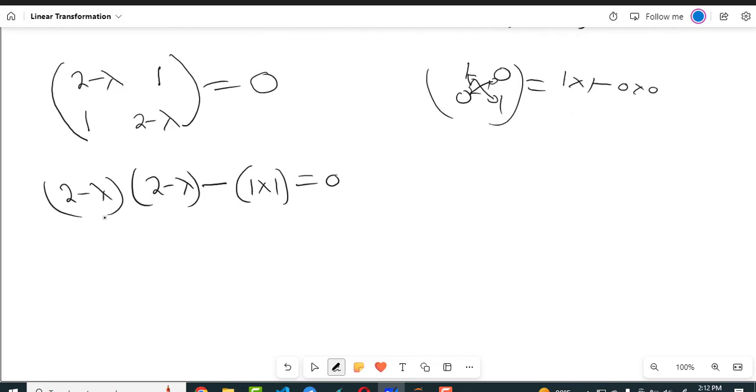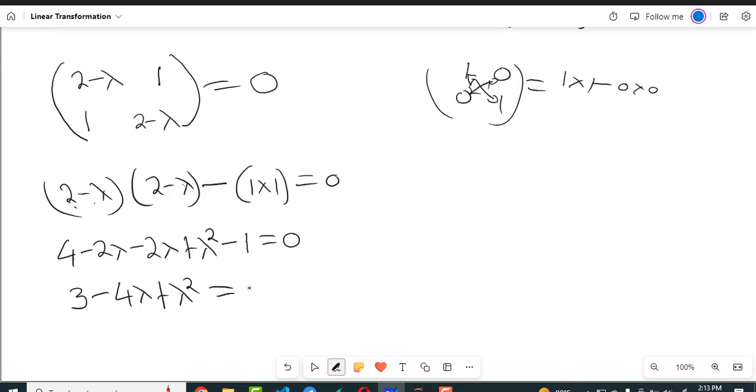So now let us do our expansion here. 2 times 2, we get 4. 2 times minus lambda, we get minus 2 lambda. Minus lambda times 2 is minus 2 lambda. Minus lambda times minus lambda, we get plus lambda squared, minus 1. As you can see here, all equals to 0. So 4 minus 1, we get 3. Minus 2 lambda minus 2 lambda, we get minus 4 lambda, plus lambda squared equals to 0.